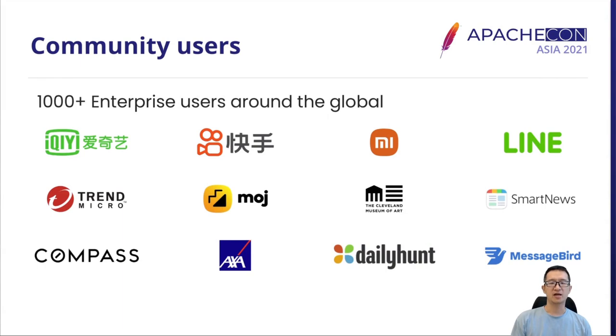They're building their production AI applications upon the Milvus vector database, including iQIYI, Kuaishou, Xiaomi, Line. All these different companies are building AI applications upon Milvus, mainly for these types of application scenarios, like computer vision. iQIYI uses Milvus for building a visual search type of application, and also in personal recommender systems. And people like MessageBird and SmartNews are using Milvus in a natural language processing scenario.